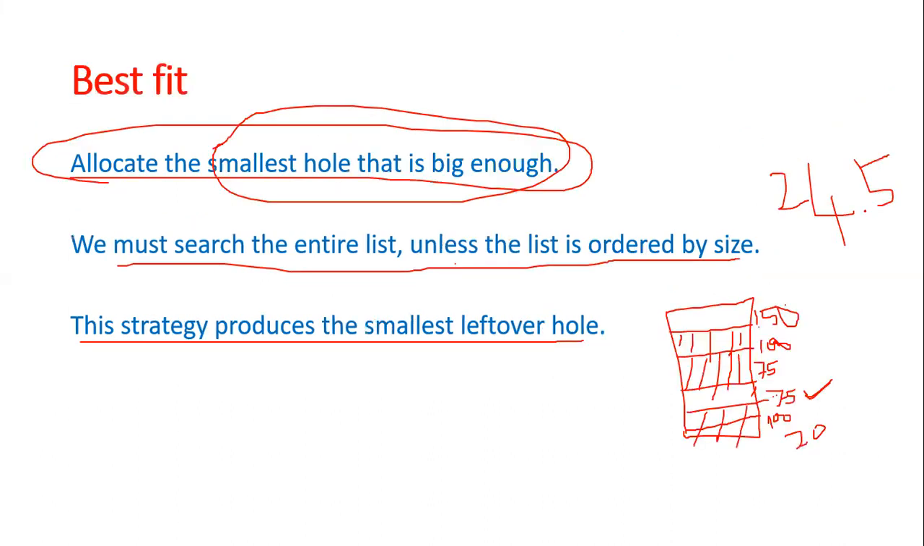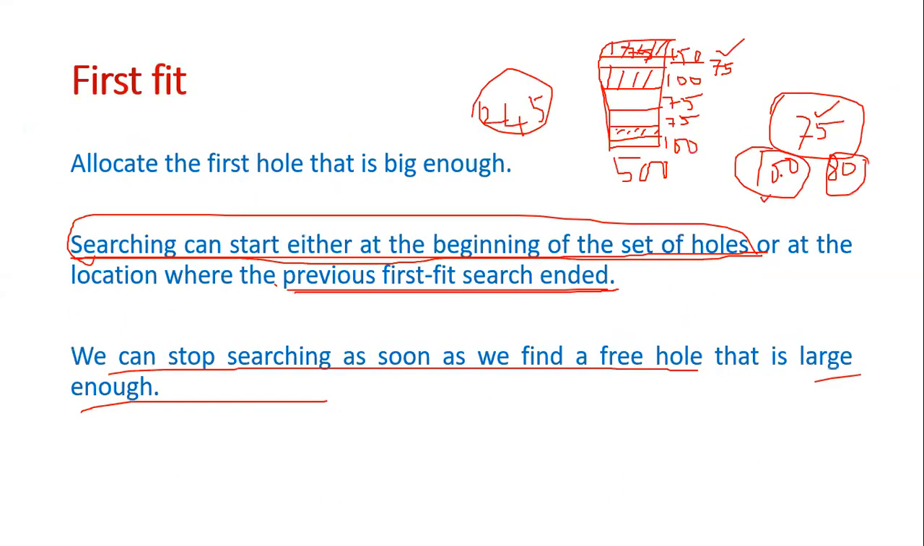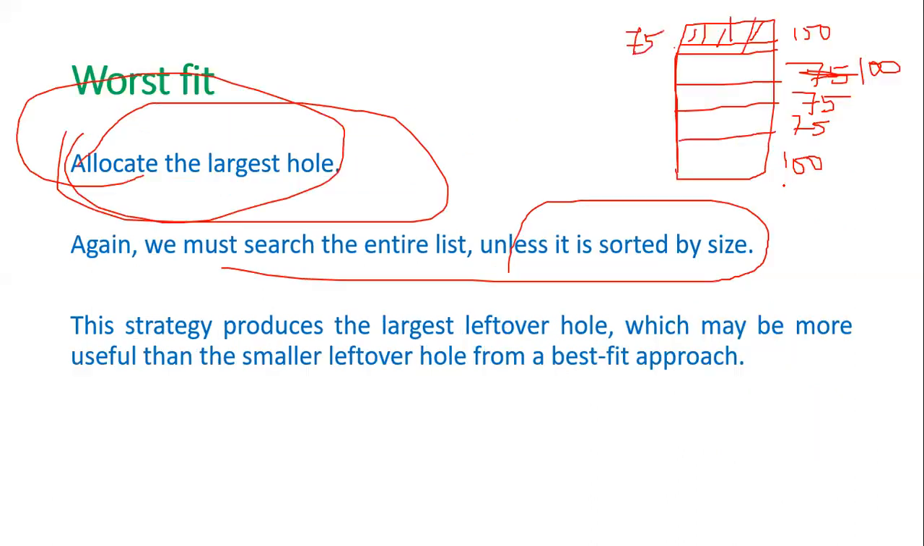And the next one is 100. We should allocate 100. So for 100, what is the largest one among these? Initially 75 allocated, so 75, 75. The next largest is 100. I have used 100 here. Right? First I have taken.